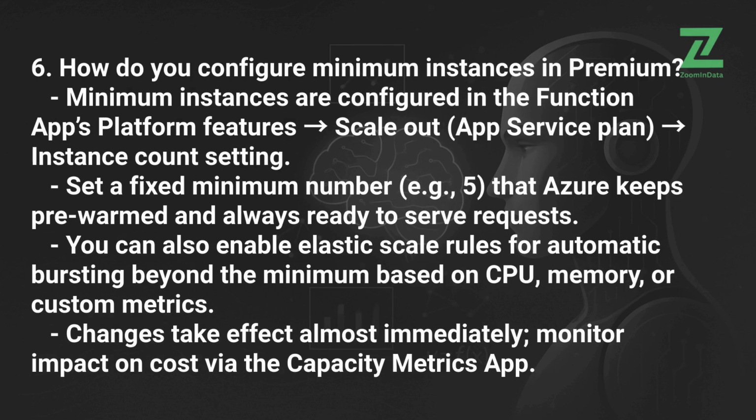6. How do you configure minimum instances in Premium? Minimum instances are configured in the Function App's platform features, then Scale out, then App Service plan, then the instance count setting. Set a fixed minimum number, e.g., 5, that Azure keeps pre-warmed and always ready to serve requests.